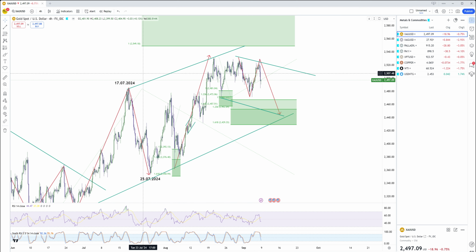So for us, for gold, we would rather wait on that. And right now the market is sideways to lower, so there is not any good risk to reward ratio to trade this market as of now.